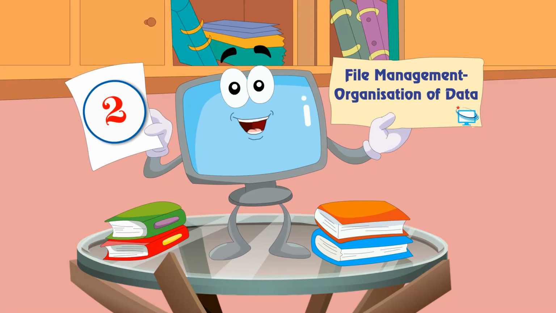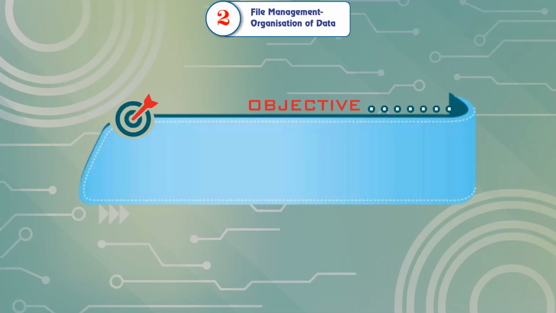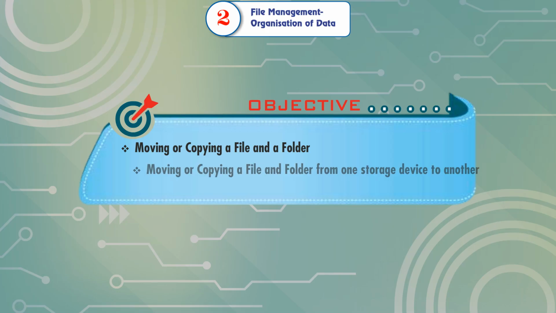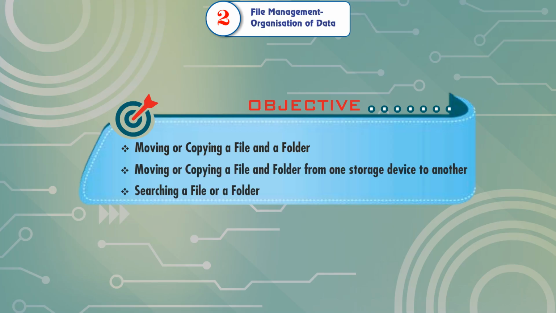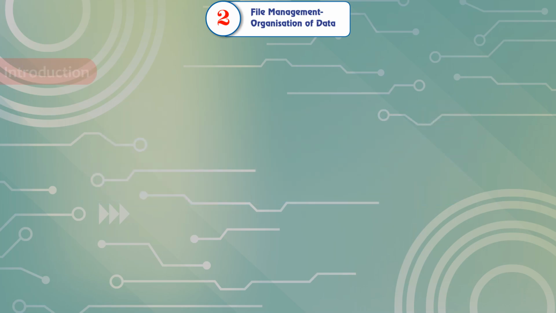Chapter 2. File Management: Organization of Data. Objective: moving or copying a file and folder from one storage device to another, searching a file or a folder, rearranging files, file formats, opening windows side by side.